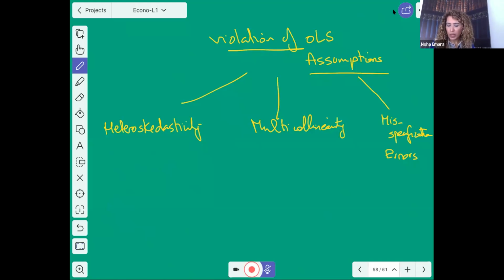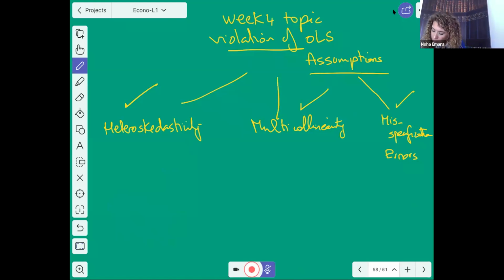What we've covered already is the week 4 topic, which is about the violation of the OLS assumptions. We were done with heteroscedasticity: what it means, how we can detect it, and how we can overcome it by using the robust standard error. We started multicollinearity last week and I just gave you a brief introduction. Today I'm going to start from here, and then I'm going to cover the misspecification errors. It shouldn't take much time.